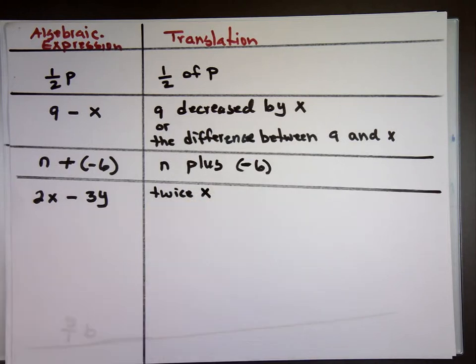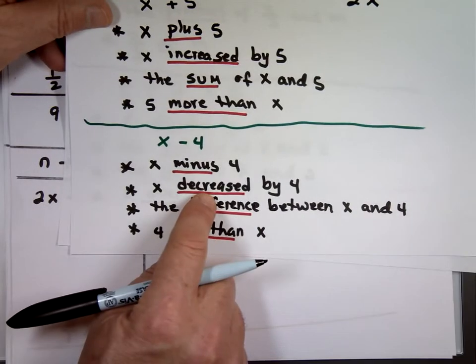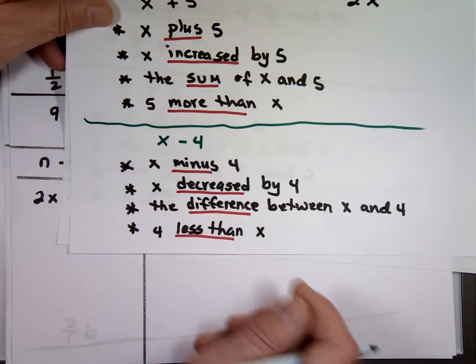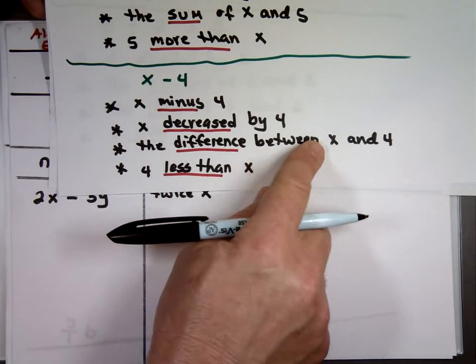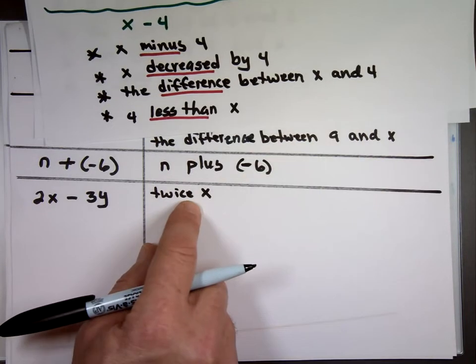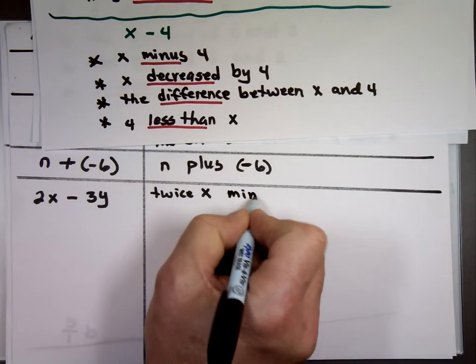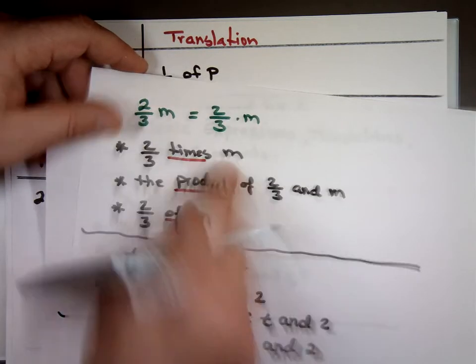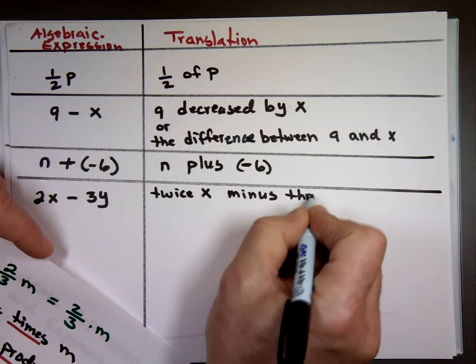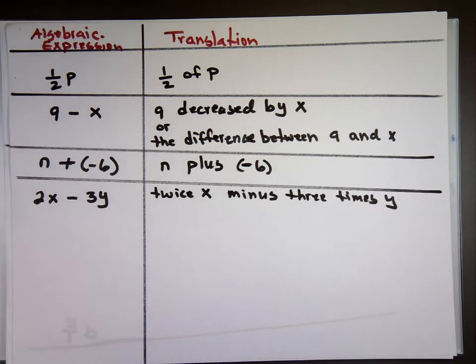Now we have subtraction. Subtraction, I can say what? Decreased by or minus. I'm not going to say the difference. I already wrote 2x. Otherwise, I say the difference between 2x and 3y. I could use that, but I already wrote twice x. So it's either going to be minus or decreased. I can say minus. And now I've got to say 3y. That's multiplication. I can use times. 3 times y. Twice x minus 3 times y.